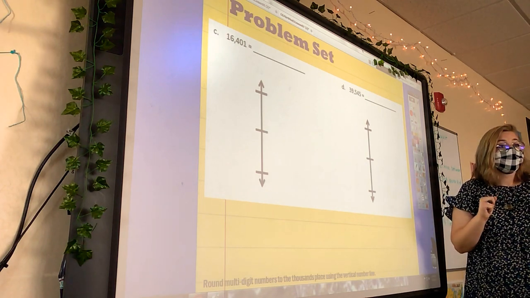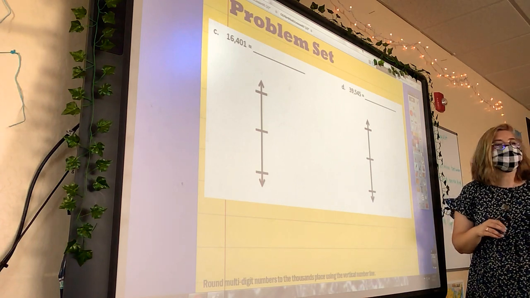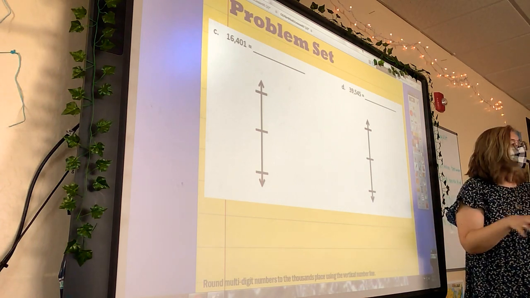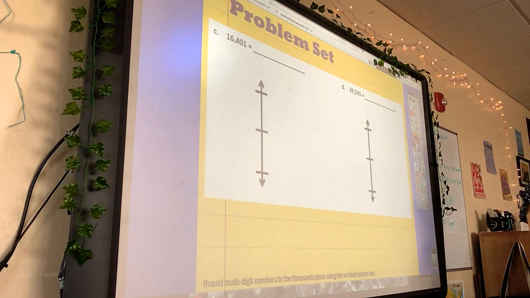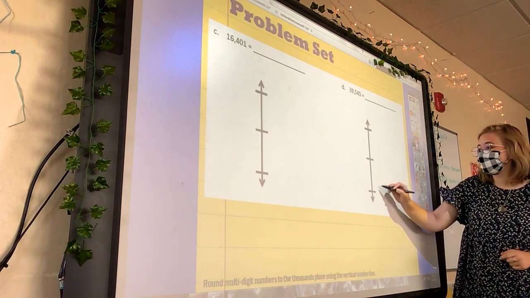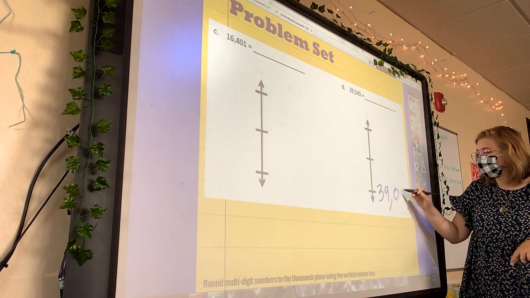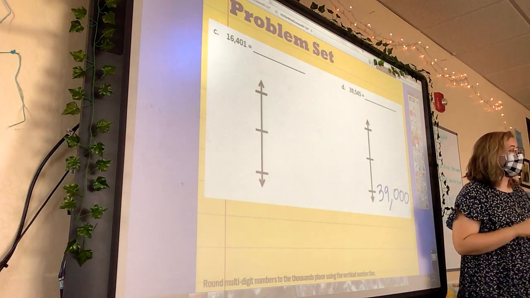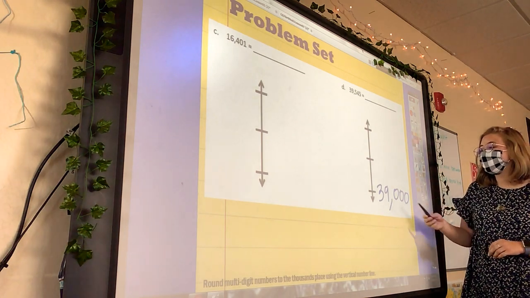39. What digit is in the thousands place? 9. Just 9, right? Think of a place value chart. There's a 3 in the 10,000s, which gives us 30,000, but there's a 9 in the thousands place, and that's going to help us out the most. So 39,000 is going to be the bottom of my number line. Does everybody see how I found that? Good. And then add 1,000 to that.